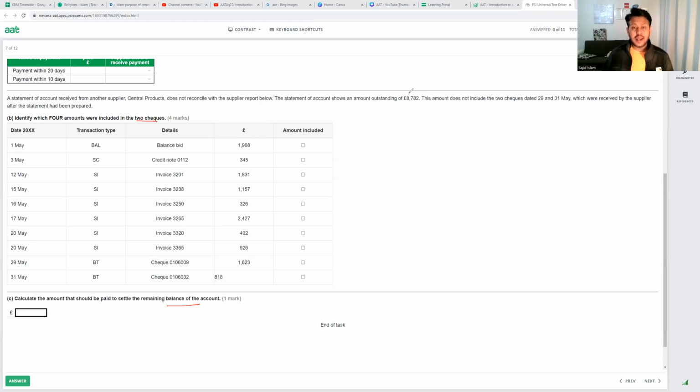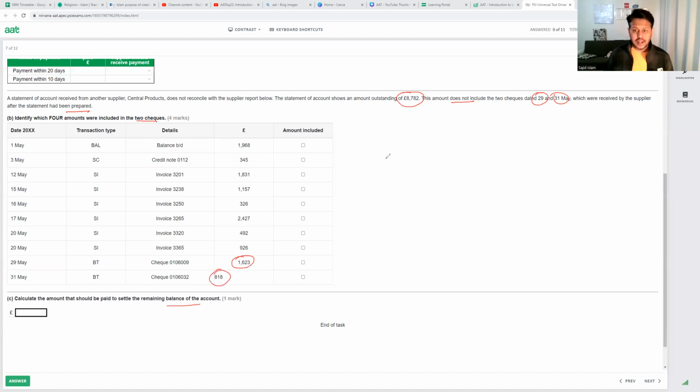So basically, the supplier is asking for 8,782 pounds from you. And this does not include the two checks of 29th and 31st of May, which were received by the supplier after the statement had been prepared. So that means the statement was sent to the customer and the customer sent the check after that. So for that reason, these two checks are not included in the payment. So which dates? 29th of May and 31st of May. So these two are not included in the amount.